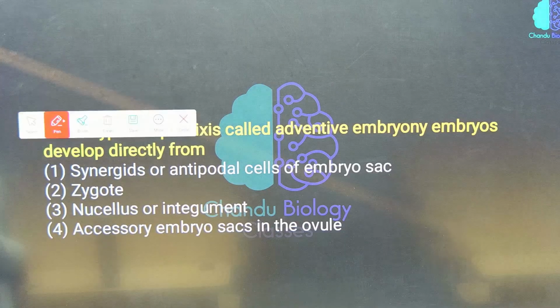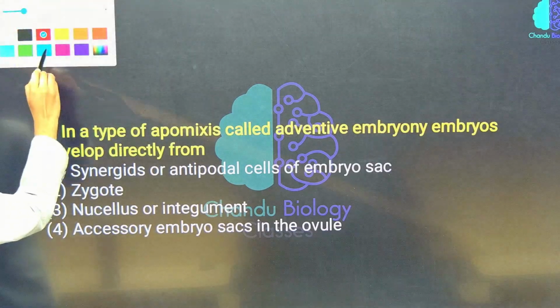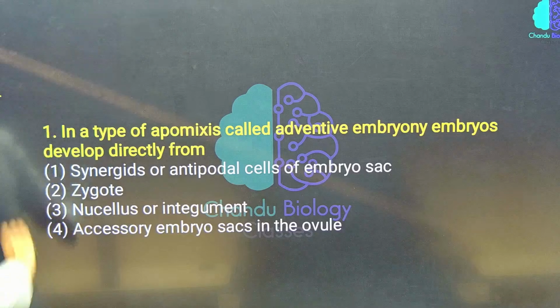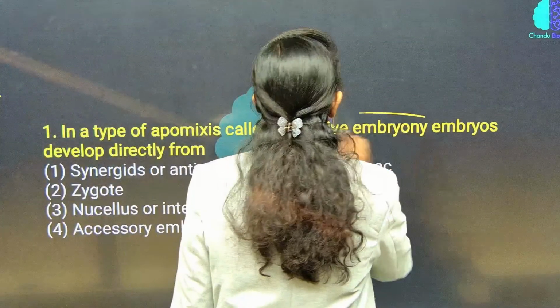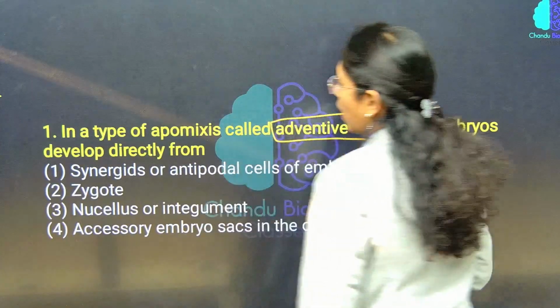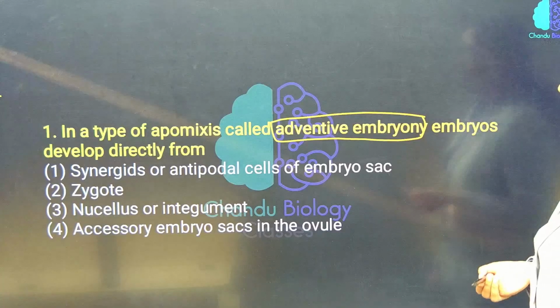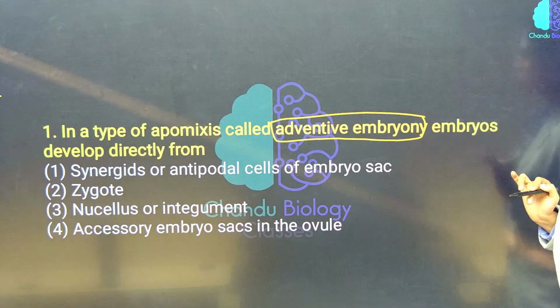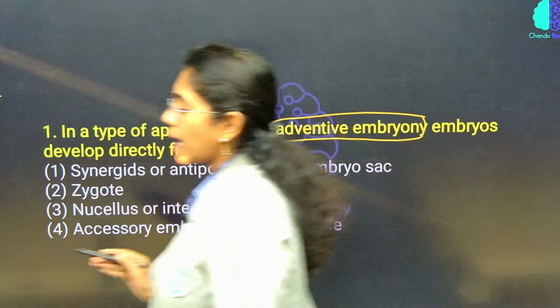Very easy to answer. Look at the question carefully and answer. The type of apomixis called as adventive embryony. Embryos develop directly from what type or what cells of the embryo sac? Take 1 minute of time and answer.